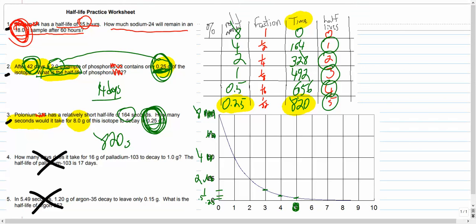And what else were we given? We were given that the half-life is 164 seconds. So one half-life is 164 seconds. 2 half-lives was 328. 3 half-lives was 492. I'm just cheating, I'm looking up there. And 4 half-lives was 656. And then 5 half-lives was 820 seconds. So 820 seconds is what we got.